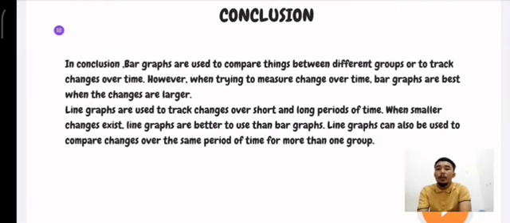In conclusion, bar graphs are used to compare things between different groups or to track change over time. However, when trying to measure change over time, bar graphs are best when the changes are large. Line graphs are used to track change over short and long periods of time. When smaller changes exist, line graphs are better to use than bar graphs.